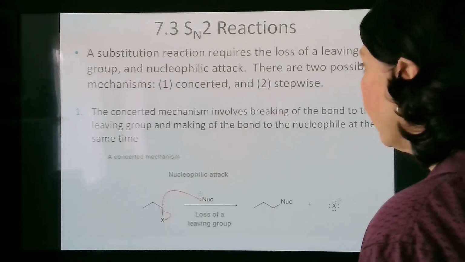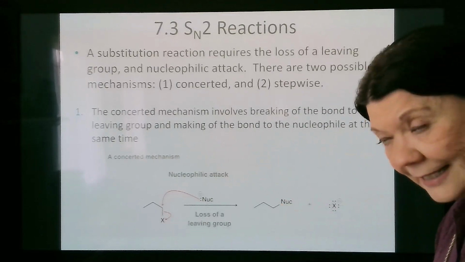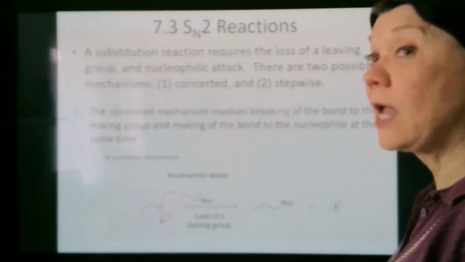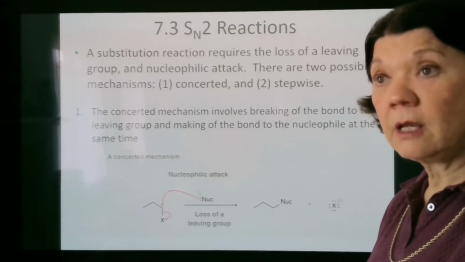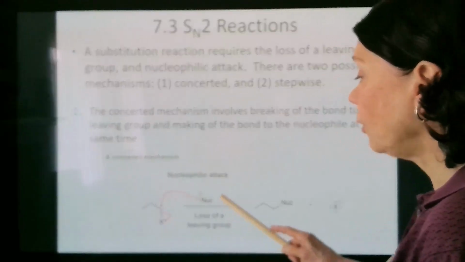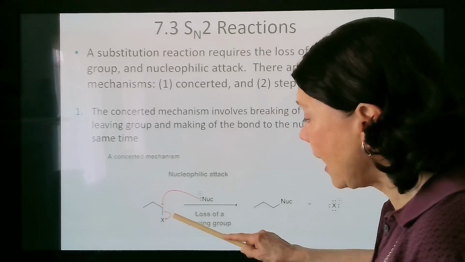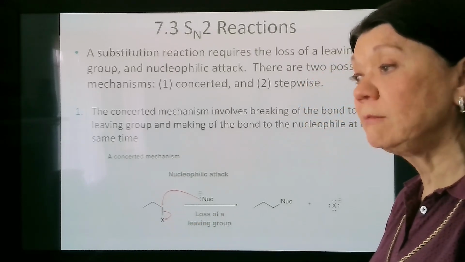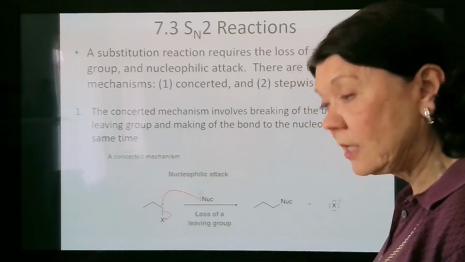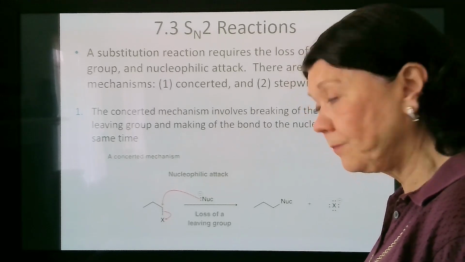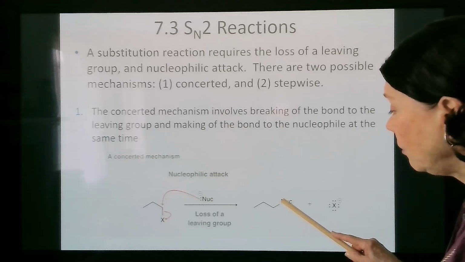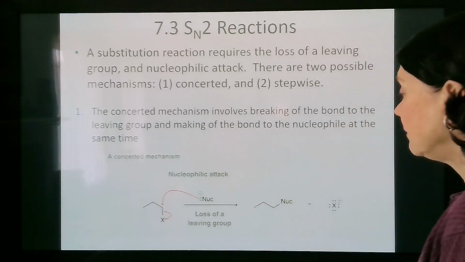A substitution reaction requires the loss of a leaving group and a nucleophilic attack, of course. There are two possible mechanisms, as you saw in the video that I created for you. One is a concerted mechanism where both the nucleophilic attack and the loss of the leaving group occur in the same step. As the nucleophile comes in, the X- departs. It will occur simultaneously. And so here you can see this is the product where the nucleophile has replaced X-.